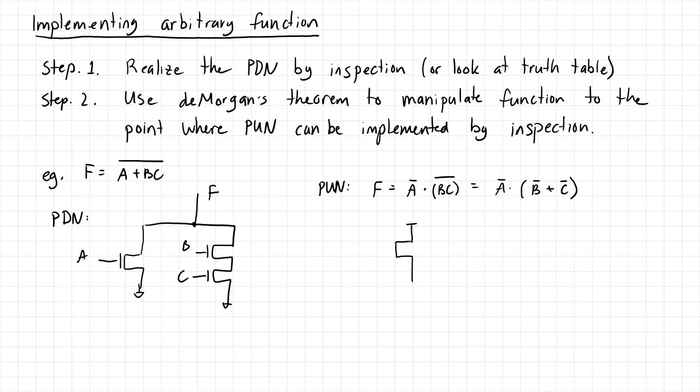So we can draw the circuit as follows. We have our 2 PMOS transistors representing B and C in parallel, going through an additional PMOS transistor representing A, and that's our output. So again, what we did is we just made sure to use De Morgan's theorem. We constructed our pull-up network essentially by inspection, by just looking at the formula and making sure that ANDs turn into series connections and ORs turn into parallel connections. So we can take this and put it together.